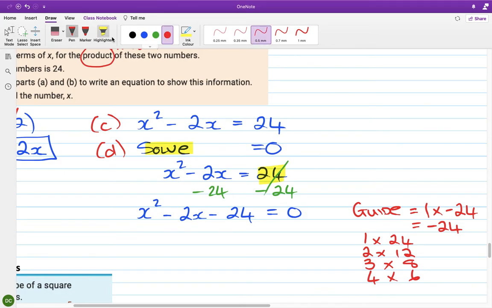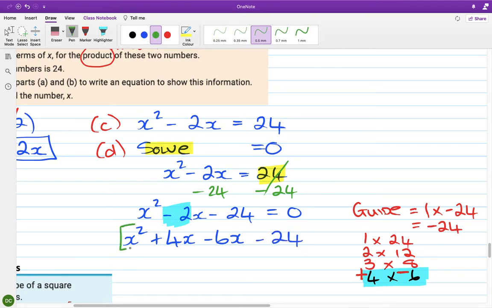Okay, so what are we trying to get? We are trying to get a minus 2. So I think this one is the only one that has any hope of giving you a 2. We need a minus, so this is going to have to be a plus 4 and a minus 6. Rewrite, so x squared, split this up, plus 4x, minus 6x, and then your minus 24 at the end. Pair them up. So there's the first two, and there's the second two.